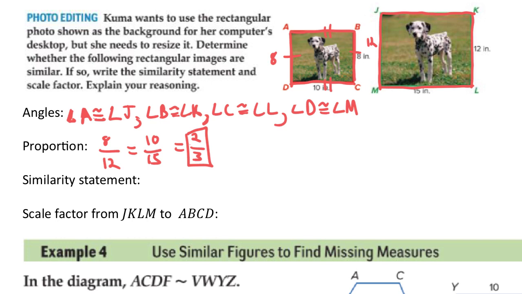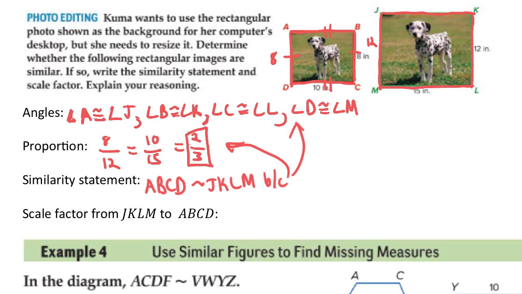All right, what's the similarity statement? Well, quadrilateral ABCD is similar to quadrilateral JKLM because, well, this and that. What's this? All of the corresponding angles are congruent, and the second thing, all the corresponding sides are proportional.